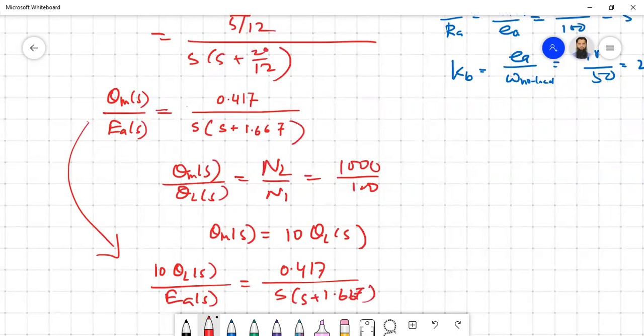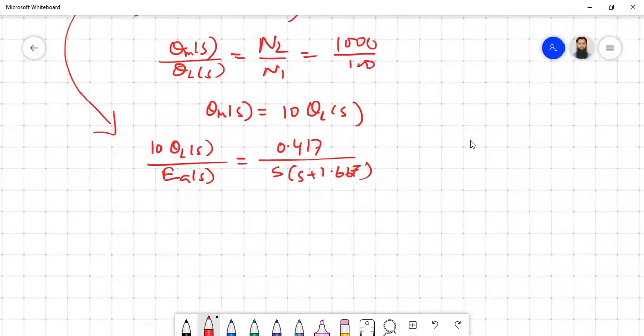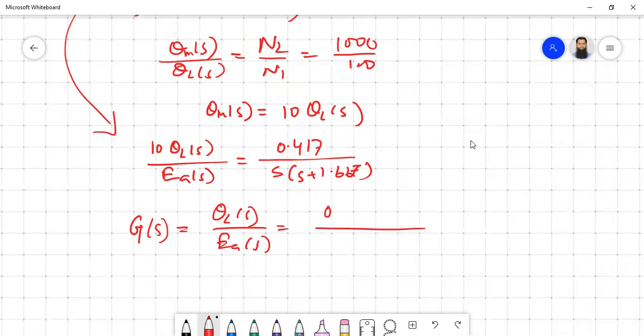Okay, so now take the 10 on the outside. So this is your corresponding transfer function that we are looking for. Theta L(s) by Ea(s) equal to 0.0417 divided by S into S plus 1.667. Okay, so that's all, how to deal with the practical scenario with the circuit.